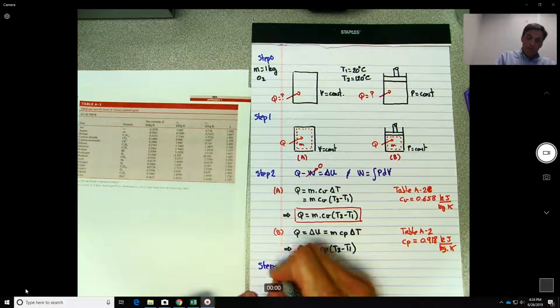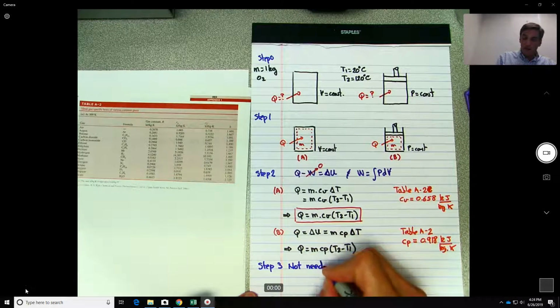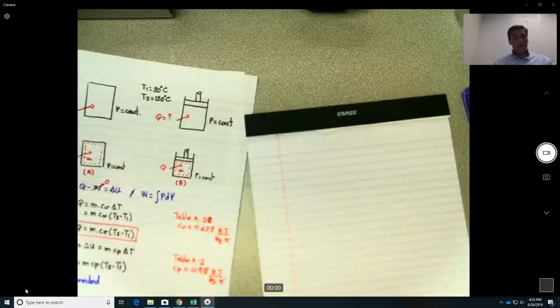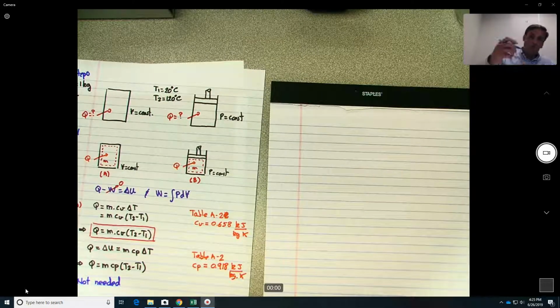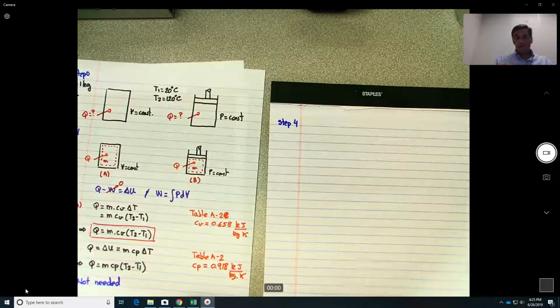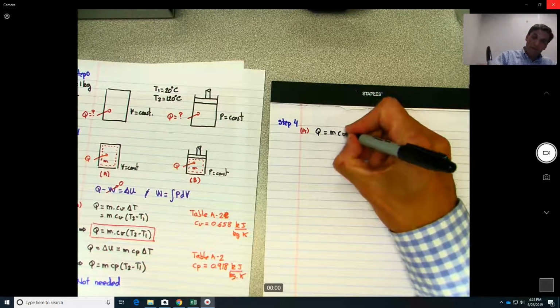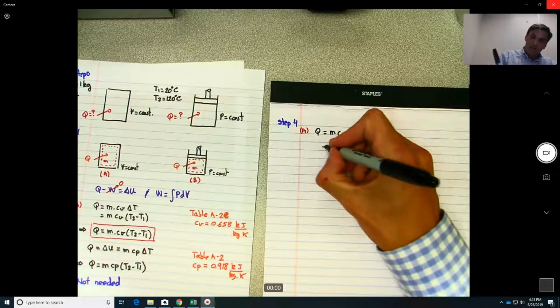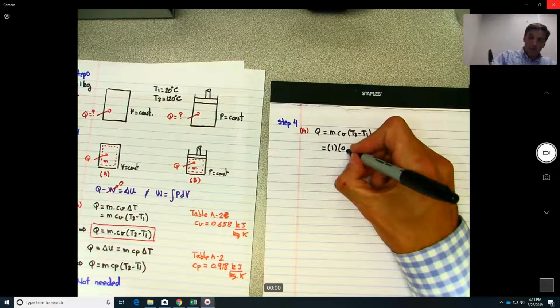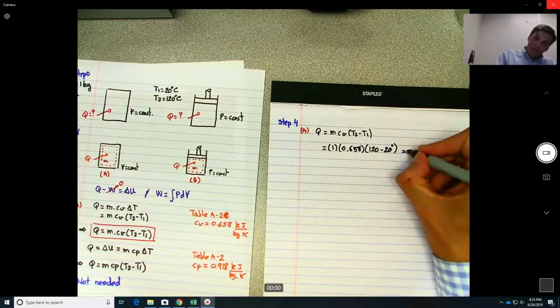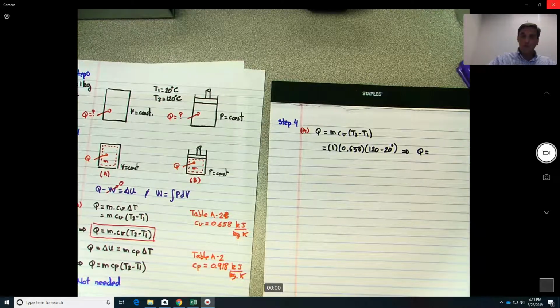So step 3, not needed. And we can go to step 4, which is to go and solve. So for case A, we have Q equal m C_V (T2 minus T1). So this is equal to 1 times 0.658 times (120 minus 20). So this will give us that the amount of heat you need to put in will be equal to 65.8 kilojoules.